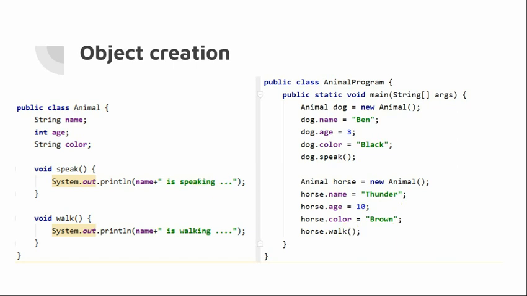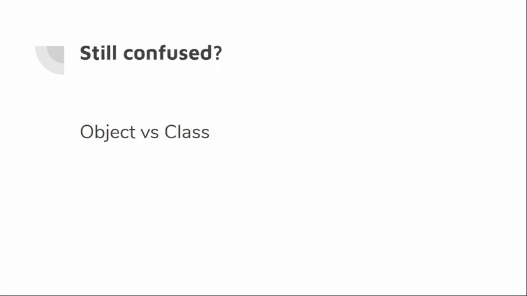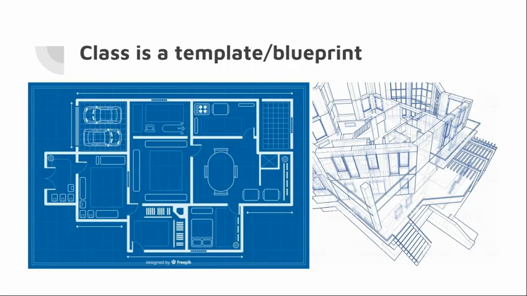So that's the difference between object and class. I would request you to watch this video right from the beginning till this point and then proceed with the next example. Okay, so class is a template, class is a blueprint.